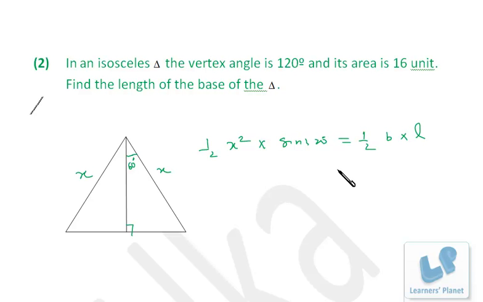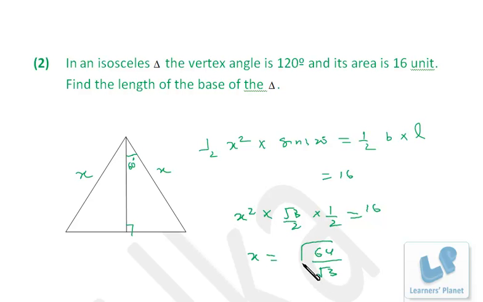That is equal to actually 16, right? The area is already given to us. So half x square into sine 120 is 16. So from there we can calculate this length x. Sine 120 degrees is cos 30, cos 30 is root 3 by 2, right? So x square into root 3 by 2 into 1 by 2 is 16. So x is equal to the square root of 64 upon root 3, okay?